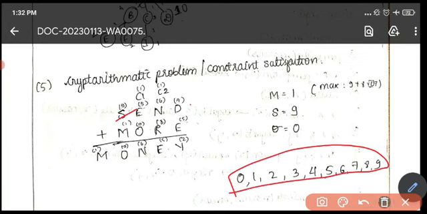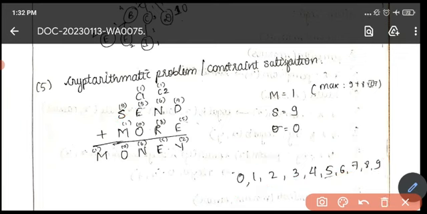So I repeat, these are the rules. You need to assign unique values from 0 to 9 for each letter, and no two letters should contain the same value. That is how it is generated. And carry can take either 0 or 1, that much only, so it can repeat. Okay, so now let's start.